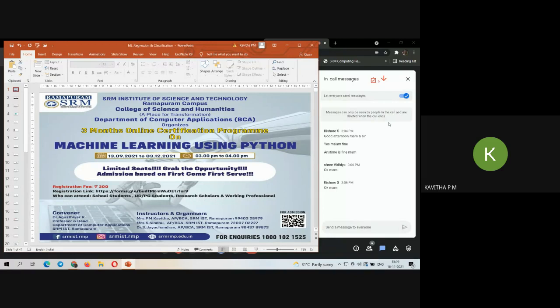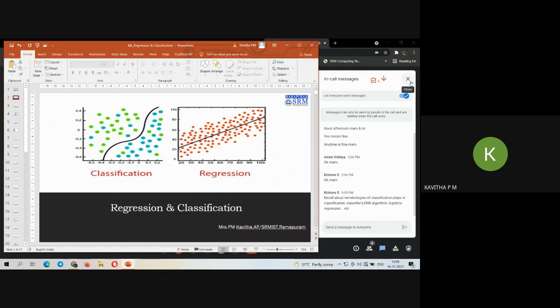You can unmute yourself and speak, guys. Recall about terminologies of classification, steps in classification, classifiers, the KNN algorithm, and logistic regression. Very good. So these were the content we discussed in yesterday's session, and today's session will definitely be a continuation of yesterday's session.